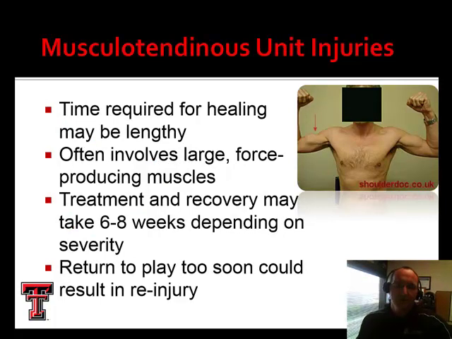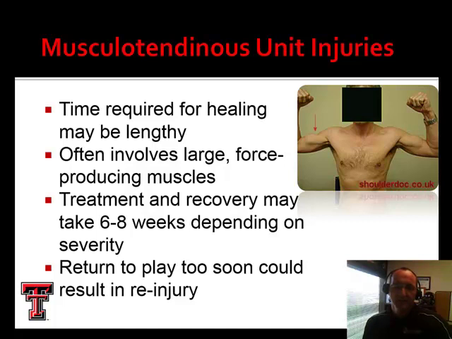Okay, so the time required for healing of muscle strains can be lengthy. It may take upwards of a year for full remodeling to occur. This often involves our large force-producing muscles. So in this case, this individual has a bicep rupture. You can see this kind of balled up bicep here and kind of a smooth, more gentle contour here. This tells us that one head's probably ruptured. Usually with most minor strains, we may be talking about a month and a half, even 2 months before they start to feel like they're back to full speed.